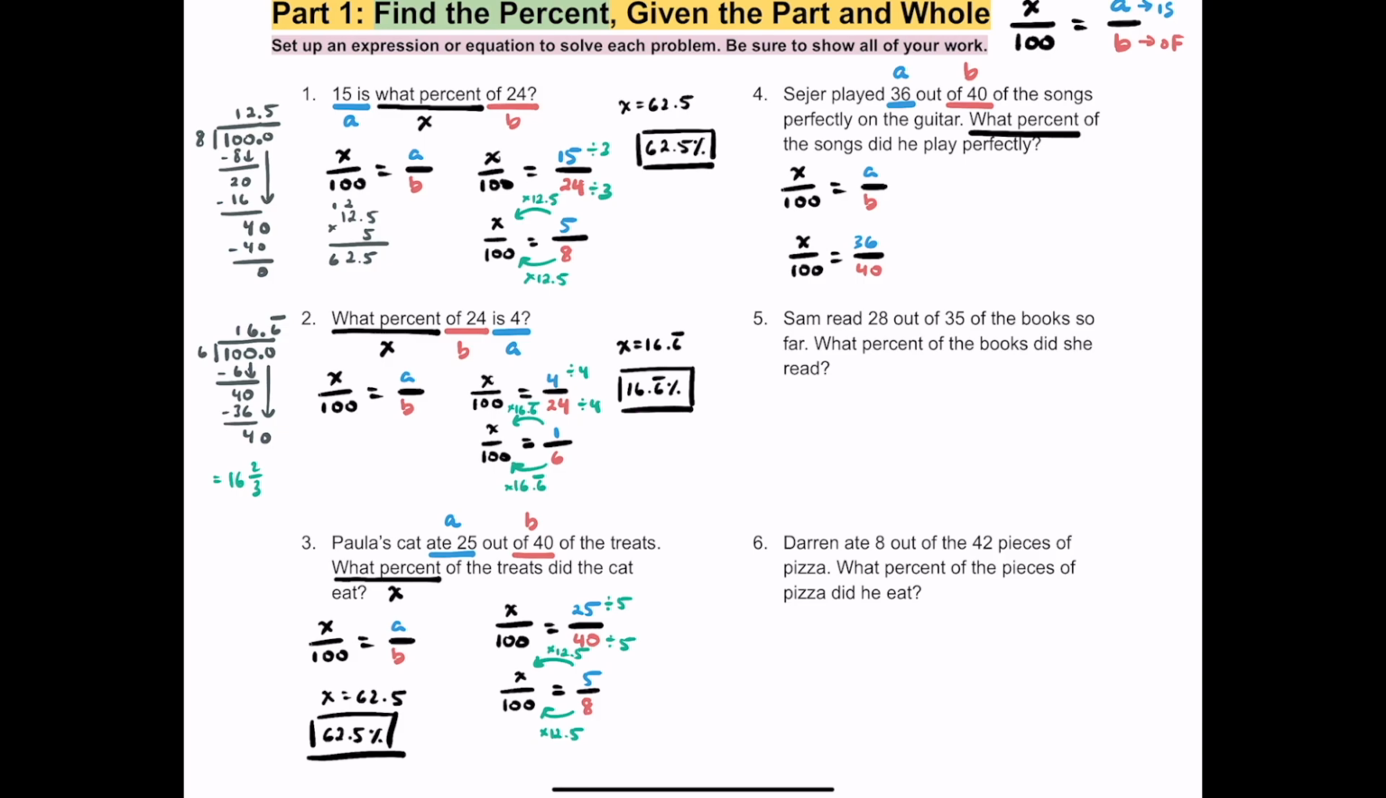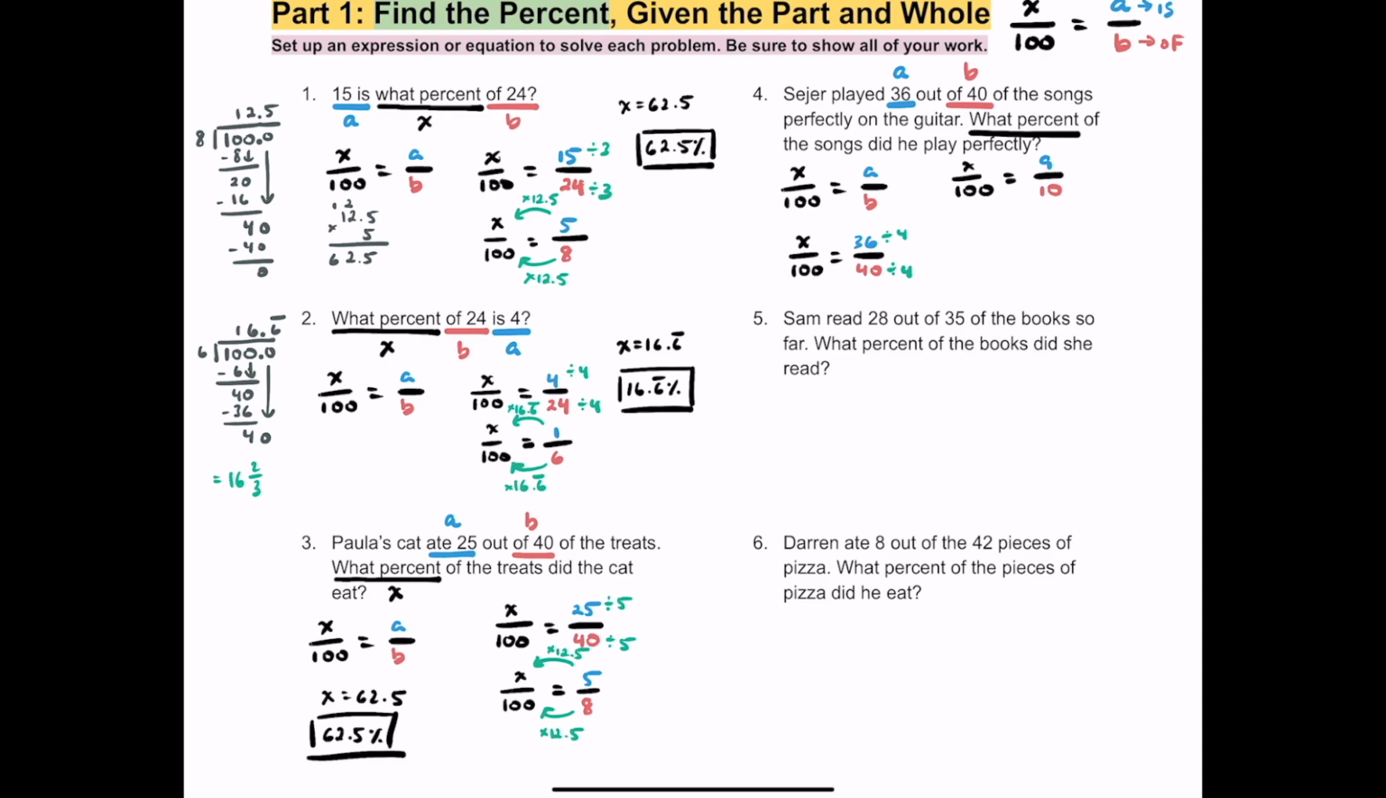Okay, maybe we can simplify a little bit. Looks like 4 is the GCF, so I'll go ahead and divide these both by 4. And rewriting this proportion, we'll write x to 100 is equal to 36 divided by 4 is equal to 9. 40 divided by 4 is equal to 10. So it's 9/10. So if he played 36 out of 40 songs perfectly, that's the same ratio as 9 out of every 10. So that's pretty darn good.